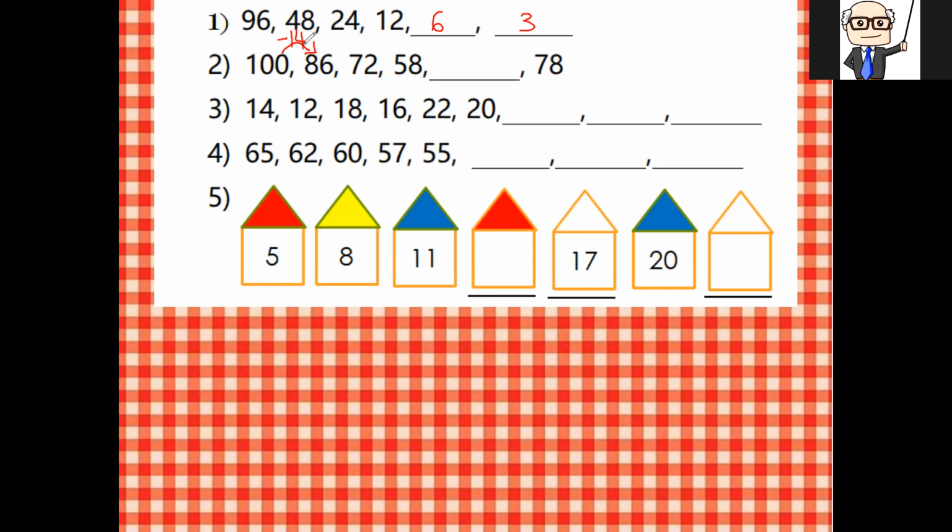So from 100, we take away 86 is equal to 14. Then 86 minus 14 will get 72. 72 minus 14 will get 58. Now, what is 58 minus 14? Can you tell me the answer?